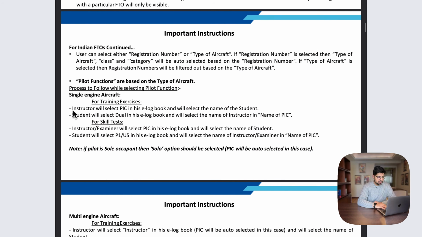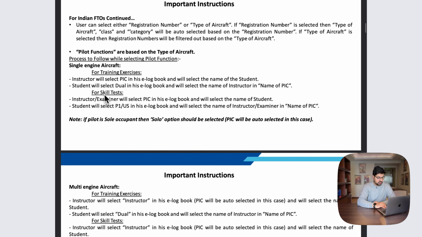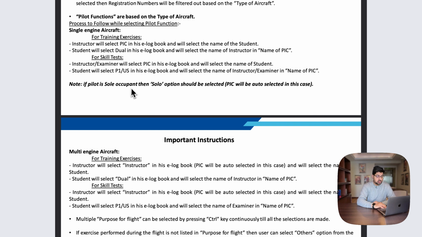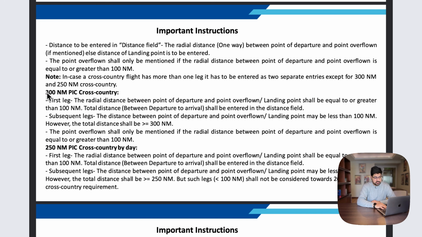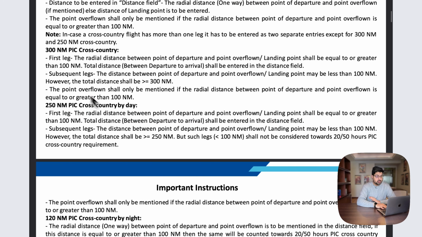So during your training, the instructor would be PIC and the student will put dual in the logbook. This is pretty obvious, but for skill test or for your check ride, instructor will put PIC and the student will select P1 under supervision. And if the pilot is the sole occupant, then the solo option should be selected. And here are 300 nautical mile PIC cross country. How do you record it? What are the rules that you need to consider here? We have already discussed in the previous video, but you need to go through both of these documents with all your attention.